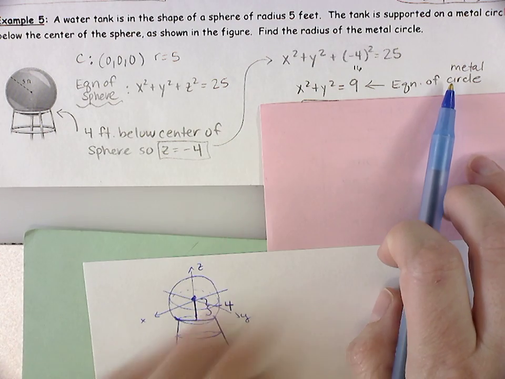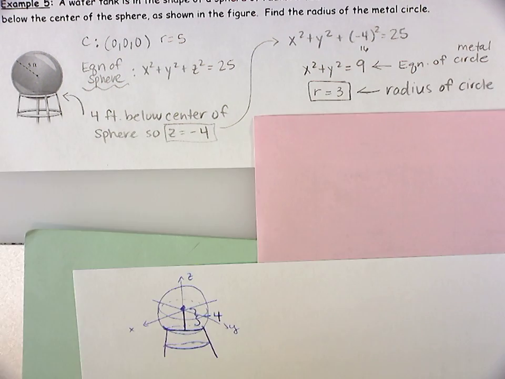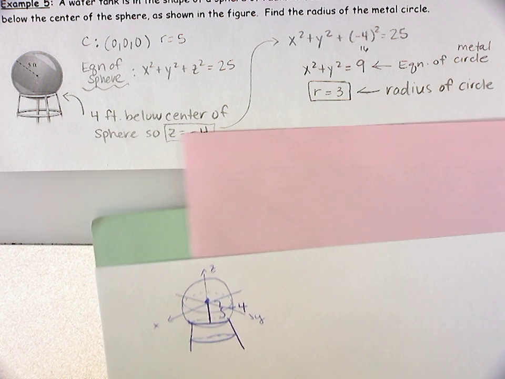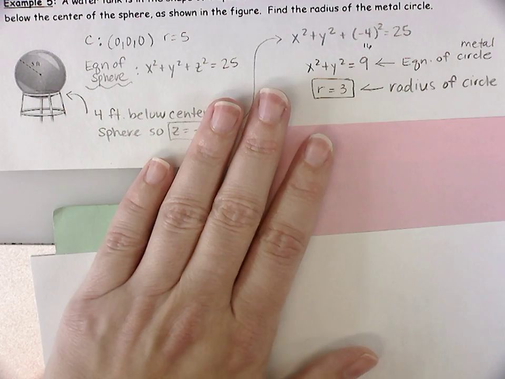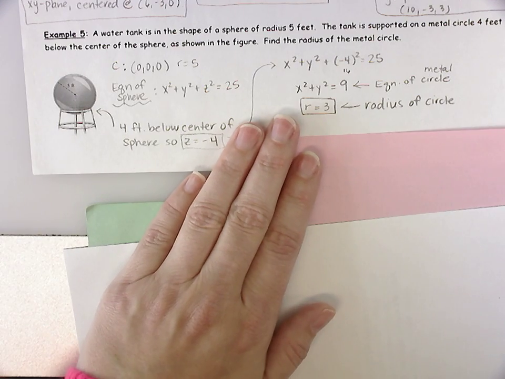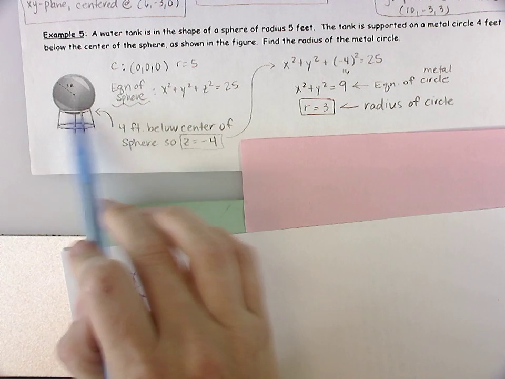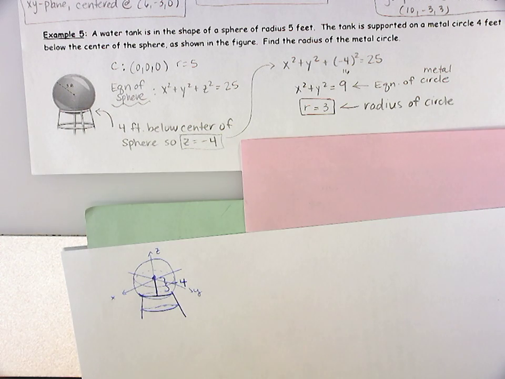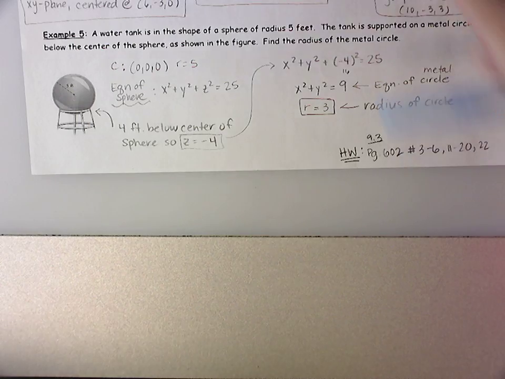What is the radius of that circle? Yep. Yep, and how do you know? Because it's equal to r squared. Good, okay, so r squared equals 9, so you're going to take the square root. The square root of 9 is going to be 3, so that would be the radius of your circle. So this represents the equation of the metal circle, which is a trace. And then you have your radius.